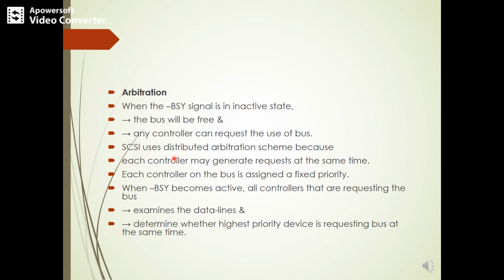The SCSI uses a distributed arbitration scheme because each controller may generate a request at the same time. More than one controller may request at the same time. Each controller on the bus is assigned a priority. When the bus busy signal becomes active, all the controllers that are requesting the bus examine the data lines and determine whether the highest priority device is requesting the bus at the same time. Depending upon the priority, the respective device will gain control over the bus.